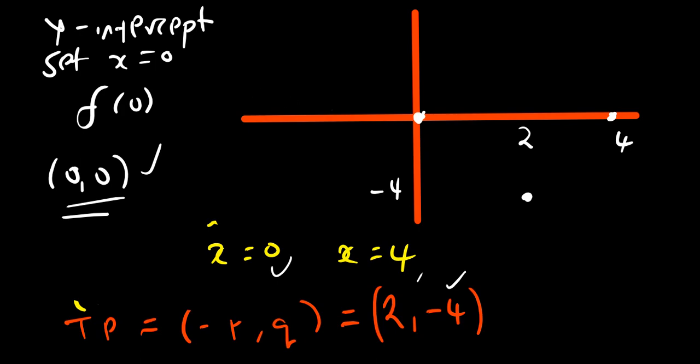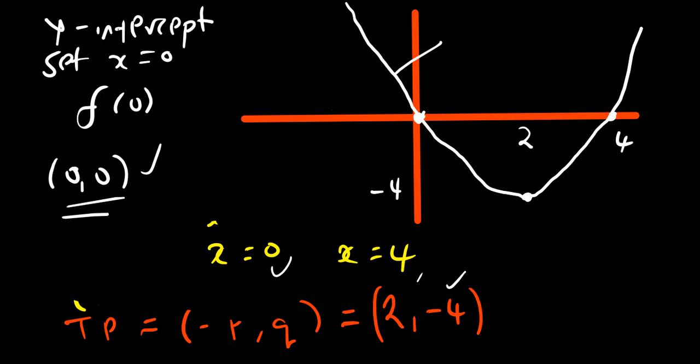So let's join our points. This graph will start from there, and it will pass through the turning point, and it will go like that. So this is a graph of f of x equals x squared minus 4x, like that.